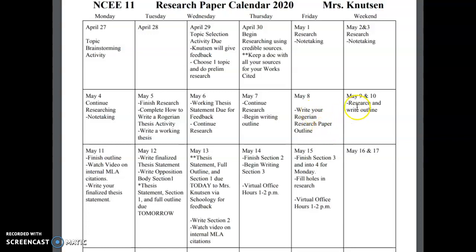Today, Saturday, Sunday, and into Monday, you're going to be working on that outline. You'll be finishing your outline on Monday. I will also be adding a video on MLA citations, and we'll be talking about that. After you get all of that done, you're going to be finalizing your thesis statement. Next week, you're going to do your finalized thesis statement and actually start writing your paper.